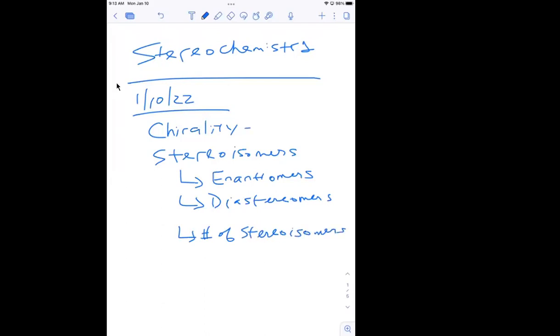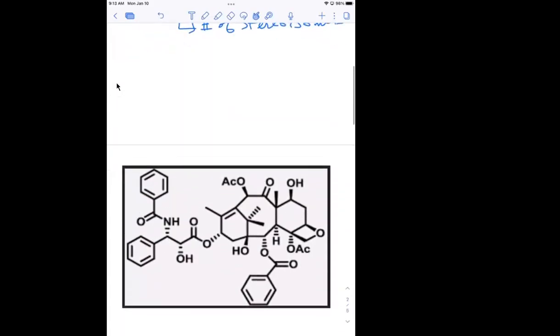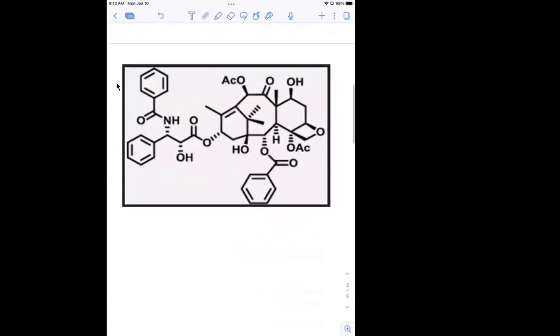And we're going to have to identify some chiral centers, because that's really important in order to understand what an enantiomer is, or how you draw it, or how you determine what an enantiomer is. You need to be able to first identify chiral centers. All right, so let me bring up this picture right here. This is Taxol.